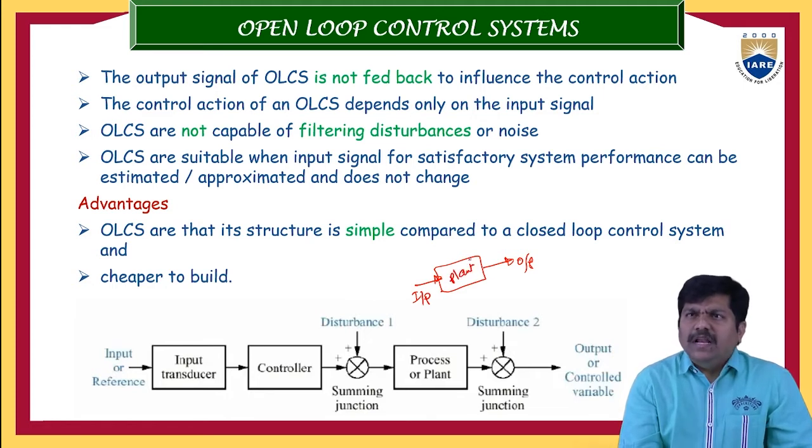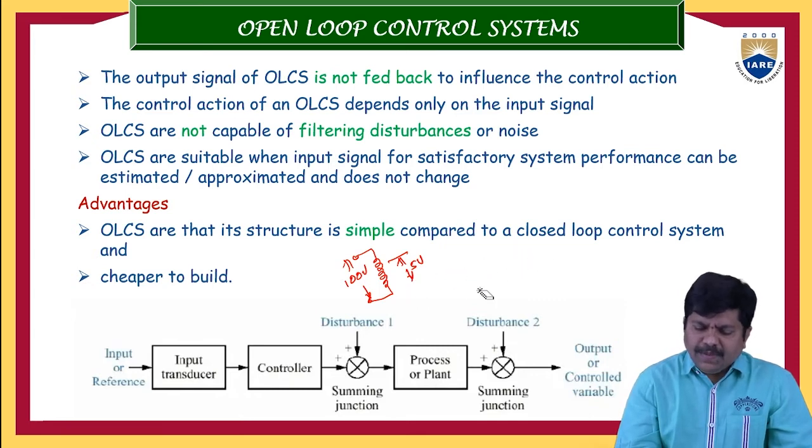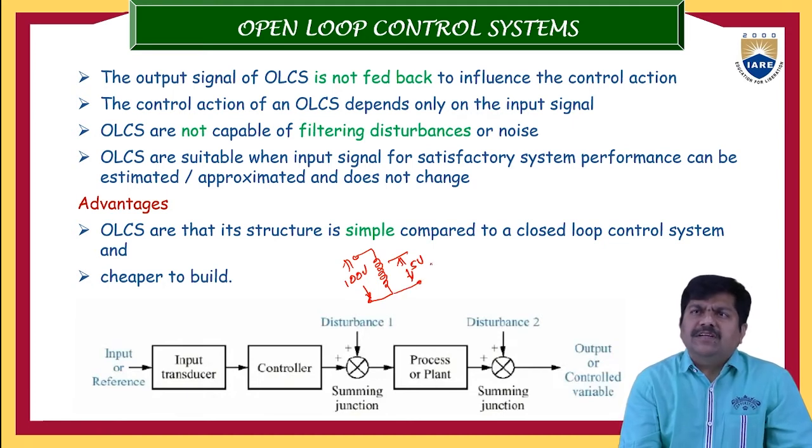Let me take the plant to be just like a potential divider or transformer. Here I am giving 100 volts as the input, and I want to see 5 volts as the output. Let me assume the input, output and plant can be represented by a suitable electrical system. Let me take this example for better understanding. What is my intention? I want to develop 5 volts as the output. This is the desired value. Now how can we achieve it?